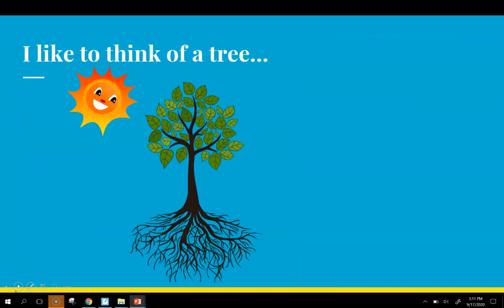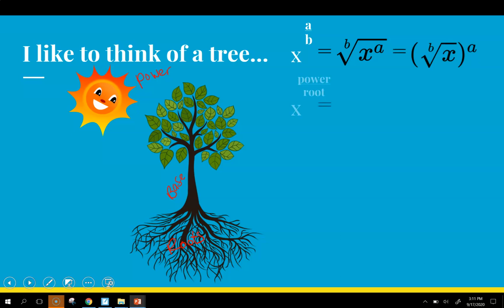Okay? I have a little trick for you. I like to think of a tree. Okay? So here's a tree. Here's the base of my tree, right? Looks like I have roots underneath my tree, and the sun is what is giving the tree all of its power to grow. Okay? So if I put it that way, I can also say, see how my power is in the sky and my root is in the ground? So that's going to help me remember that my power is always up and my root is always down.